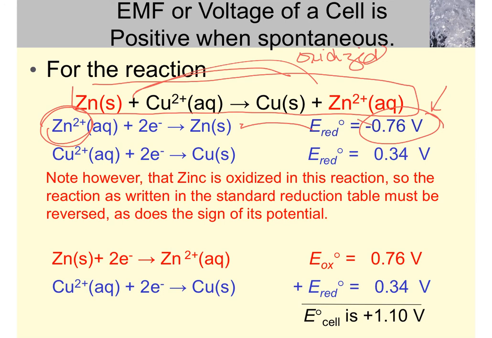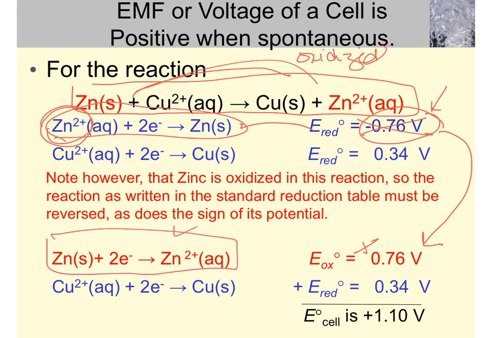So we have to change this from the reduction potential. We have to reverse the sign, so it now becomes positive, and then also reverse the reaction to show what zinc really does in this reaction, that zinc in fact gets oxidized. So you will always have to reverse the reaction and the sign for any redox reaction. For whatever's been oxidized, it needs to be flipped.